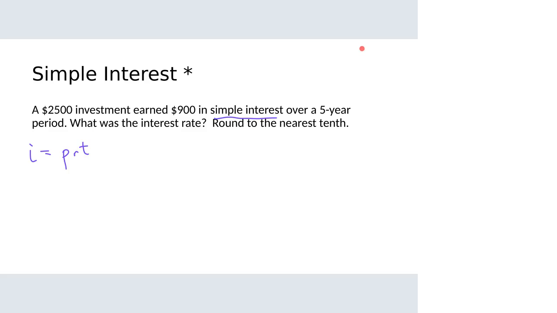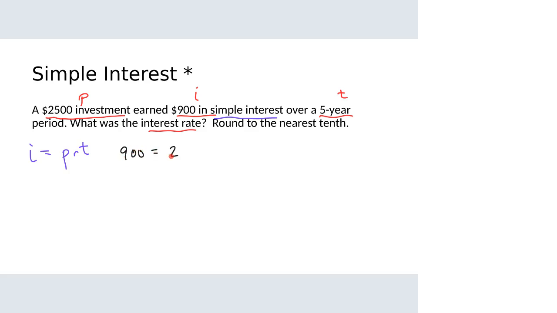So in this one, I'm being asked for the interest rate, so that's the thing I'm trying to find. Let's see what they've given me. A $2,500 investment, so that's the principal. That's how much we started with. It earned $900 in simple interest, so that's how much interest we earned over a 5-year period, so that's our time. And we're looking for the rate. So we know 3 of the 4 pieces, and anytime we know 3 of the 4, we can find the 4th one.